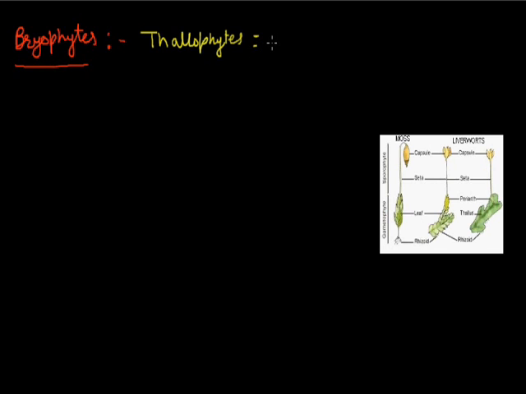Thallus-like plant body means a plant body having no true stem, leaf and roots. In these plants there are no true leaves, stem and roots. These plants are present in aquatic environments or muddy areas. They have a high content of moisture.